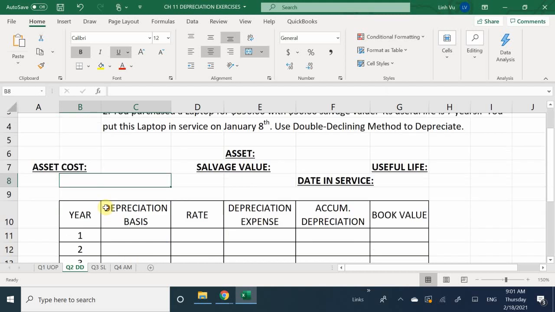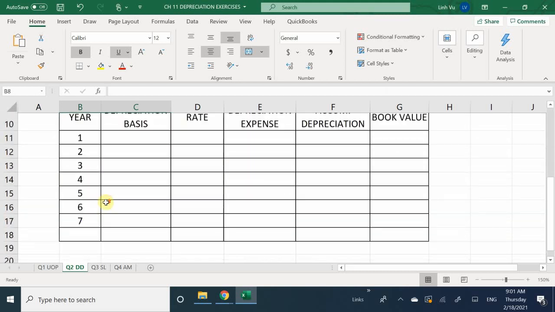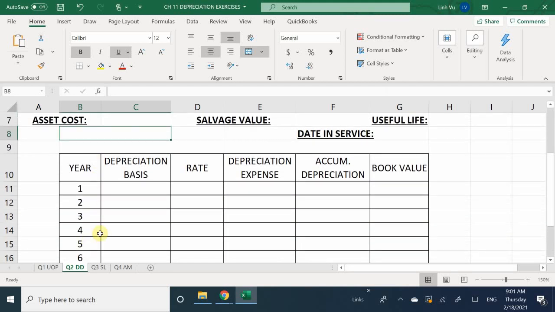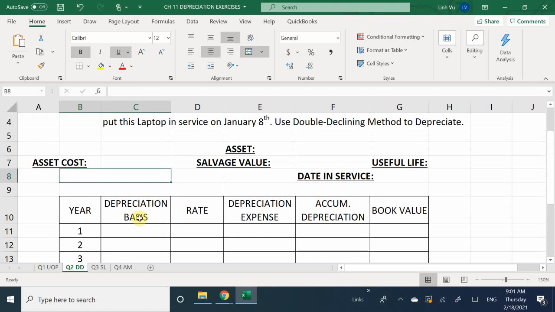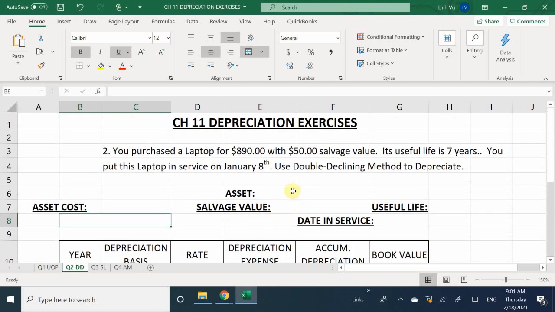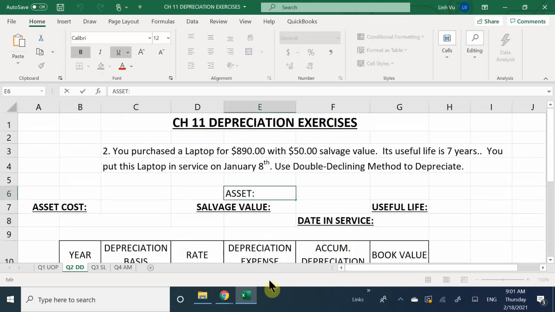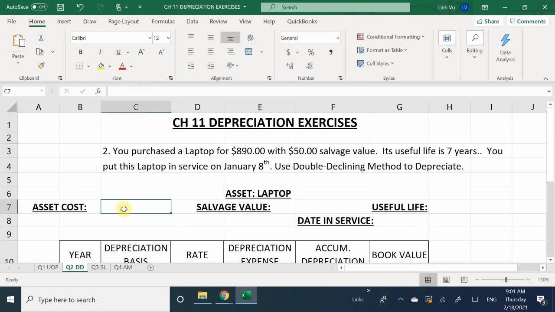All right. As we can see here, we're assuming that we're doing depreciation at the end of each year. So what did I buy? A laptop. You bought a laptop. Good. All right. How much does this laptop cost me? $890. Okay.